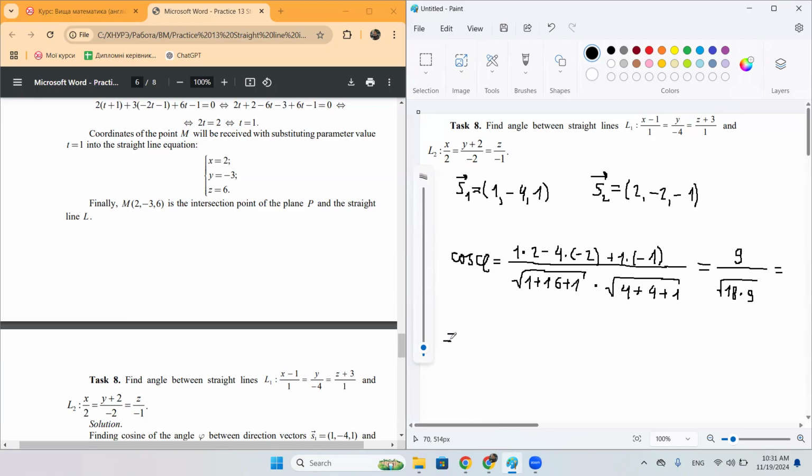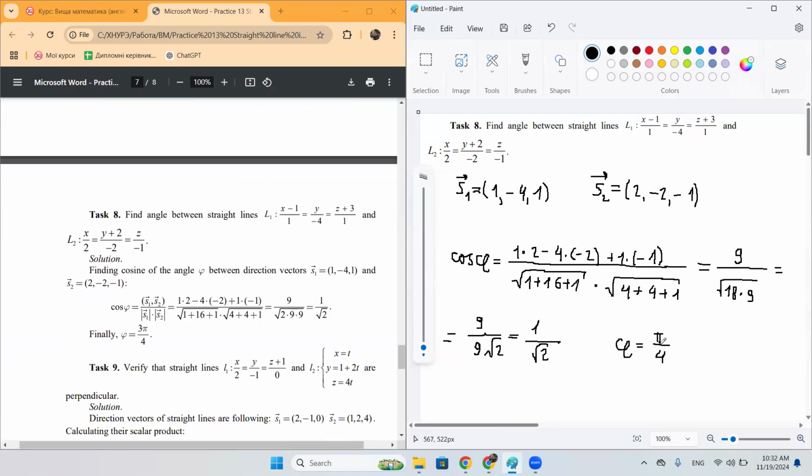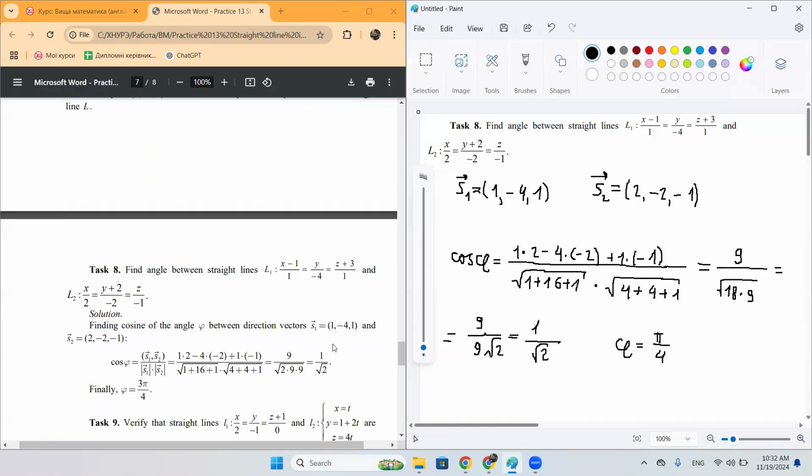So what we have here, we can move 9 out of brackets. So 9 by square root of 2, and we have 1 by square root of 2. So phi equals pi by 4. Yes, this is a value from pi by 4, by the way. So it's a mistake here.